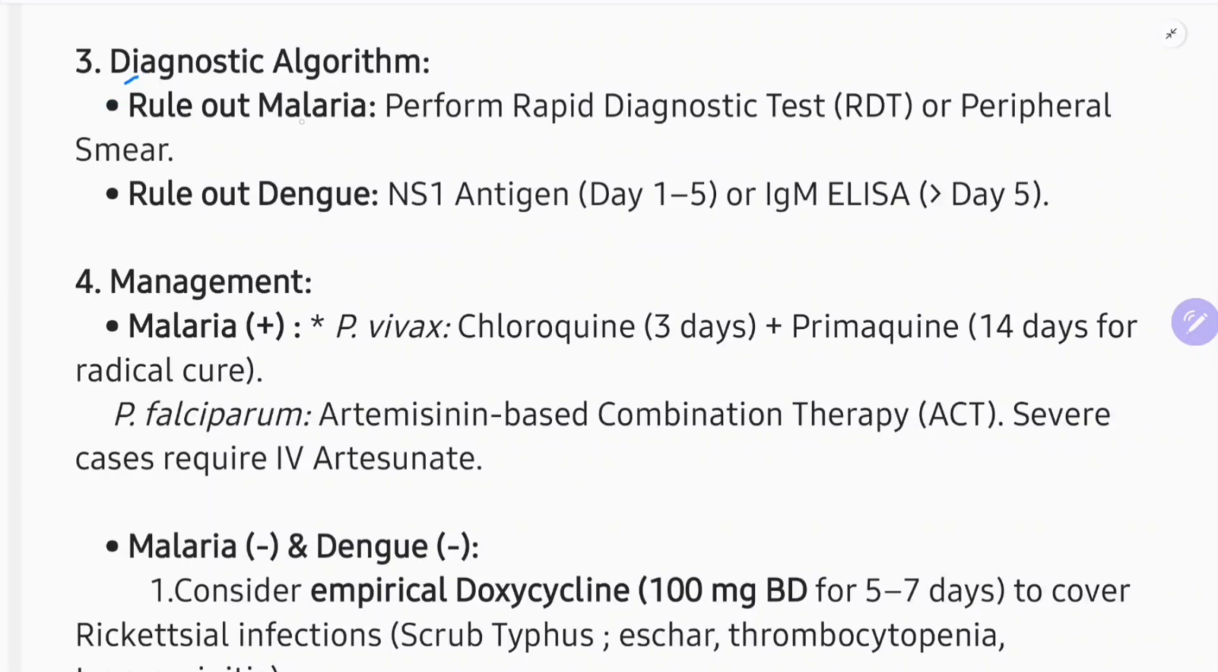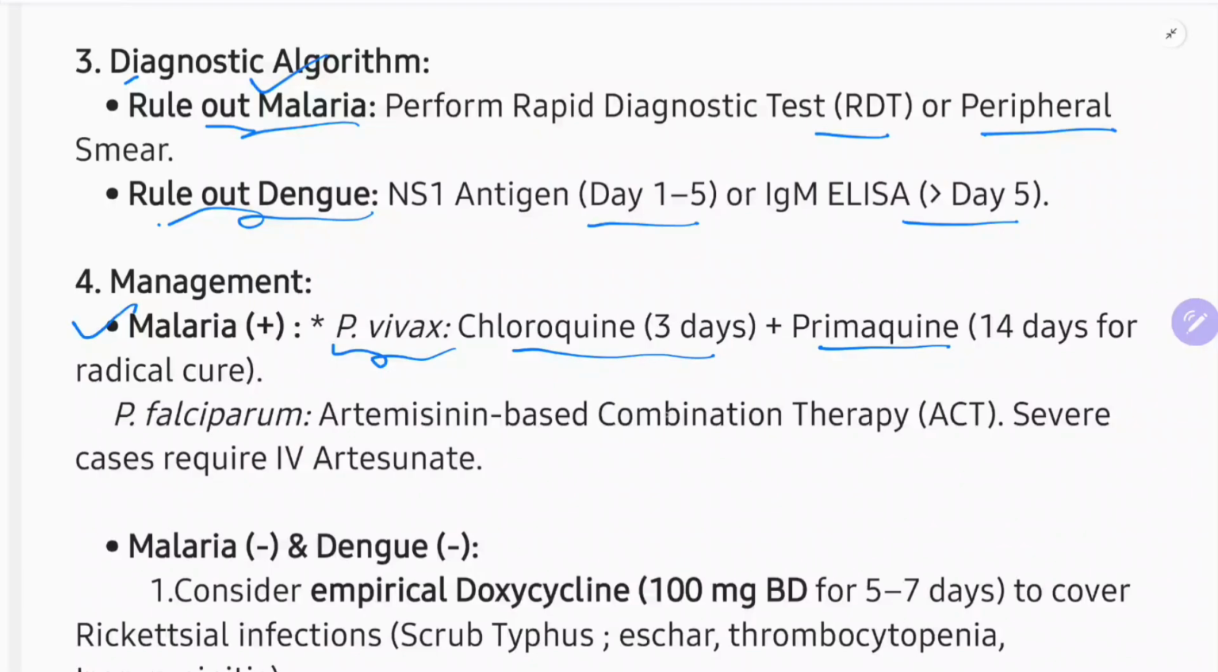Rule out malaria. Perform a rapid diagnostic test for malaria or a peripheral smear, and rule out dengue in this patient. Rule out malaria and rule out dengue. Dengue NS1 antigen if the patient is presenting at 1 to 5 days, and IgM ELISA if the patient is presenting after more than 5 days. Then, if the patient is malaria positive and it is Plasmodium vivax, give chloroquine for 3 days and primaquine for 14 days for radical cure.